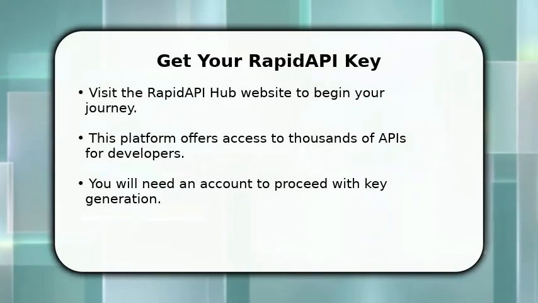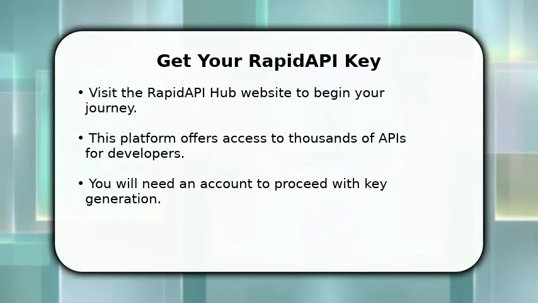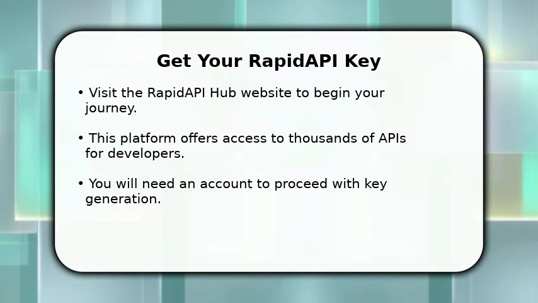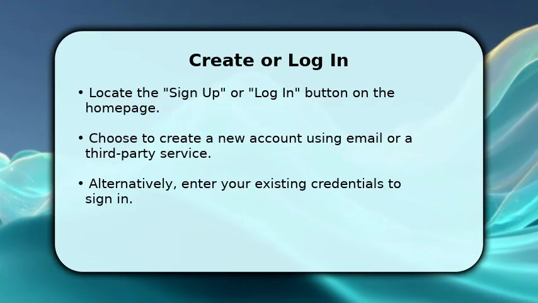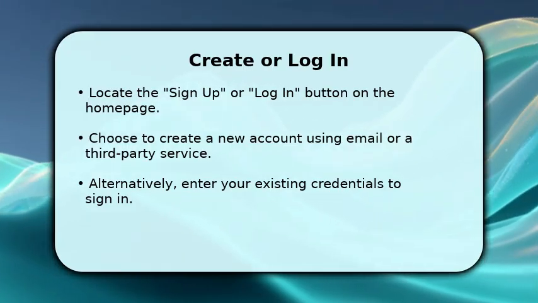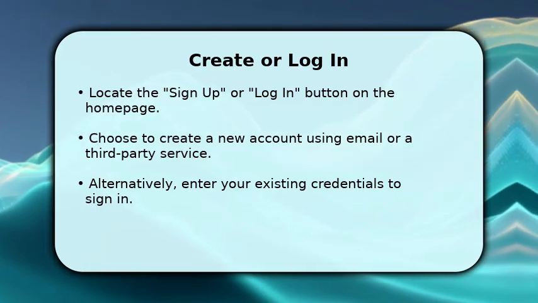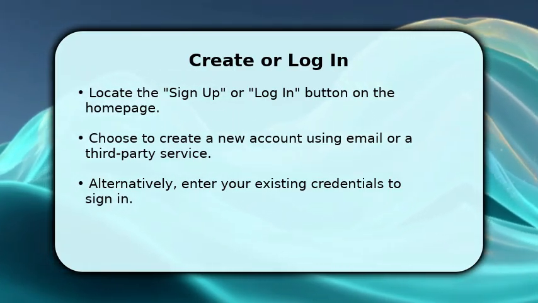To access and manage API keys, you will need to either create a new account or log in to an existing one. This initial step is crucial for personalized access. Once on the RapidAPI Hub homepage, look for the prominent Sign Up or Login button, usually found in the top right corner.